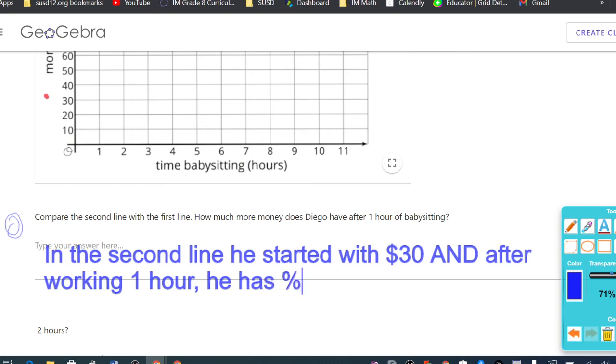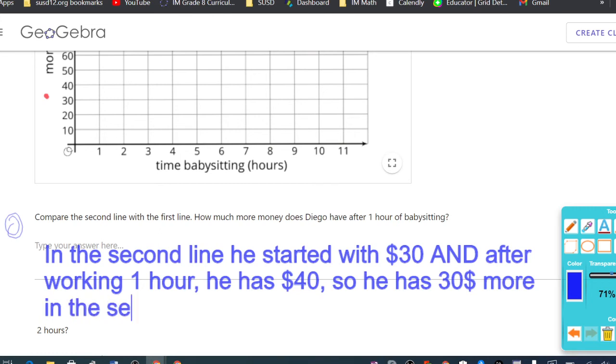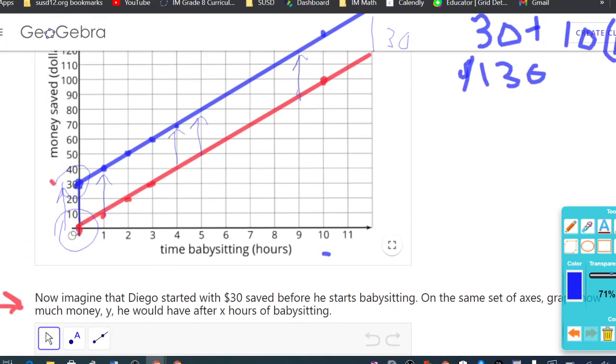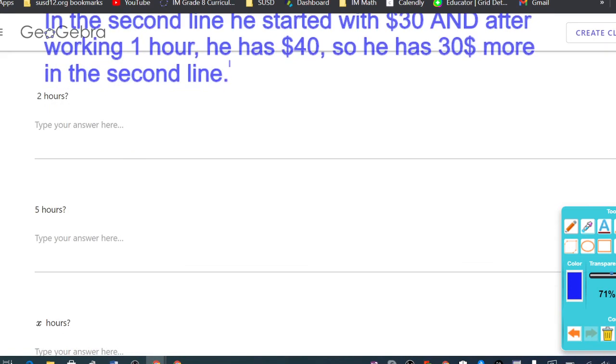$40. You know what? I took my computer outside, and I see that it's really slowing down my typing speed to be laying in my lawn chair. So, he has $30 more in the second line. Make sure that this makes sense to you. Have you drawn the graph for yourself? Can you see that anywhere between these lines, there's a $30 difference? Anywhere between these lines. Okay, let's keep going.